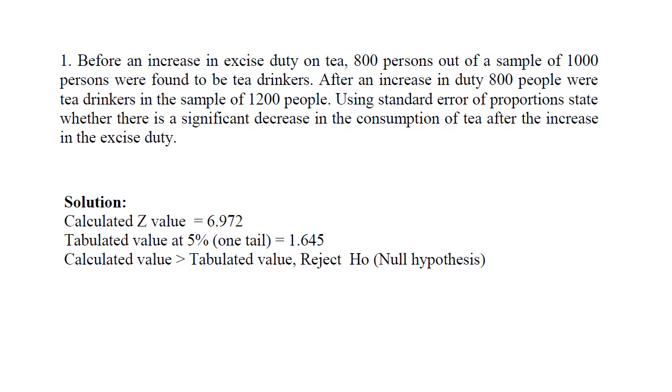Before an increase in excise duty on tea, 800 persons out of a sample of 1000 persons were found to be tea drinkers. After an increase in duty, 800 people were tea drinkers in a sample of 1200 people. Using the standard error of proportions, state whether there is a significant decrease in the consumption of tea after the increase in the excise duty. The calculated Z value is 6.972 as per the Z formula, and the tabulated value at 5% is 1.645. Since the calculated value is greater than the tabulated value, we reject the null hypothesis.